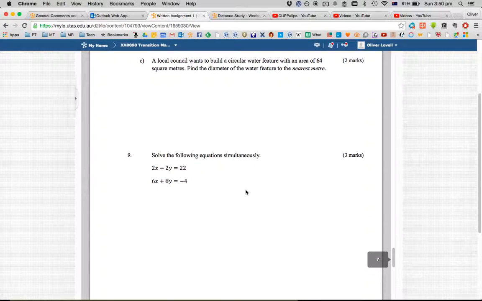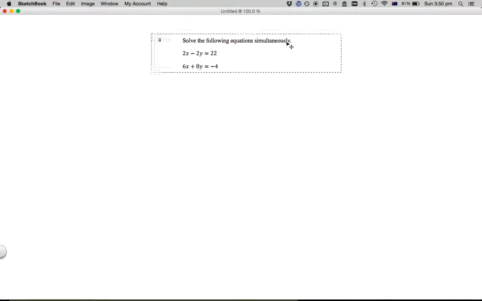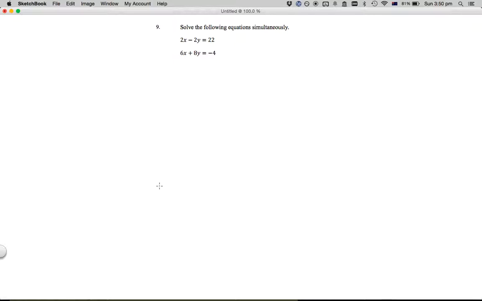Okay, the next thing is question 9. For this one, solve the following equation. So most people did the following. They labeled this 1 and this 2. And then a lot of people said, let equation 3 equal equation 1 times 3. So they came up with this: 2x times 3 is 6x, minus 2y times 3 is 6y, equals 22 times 3, which is 66. And they called that 3.